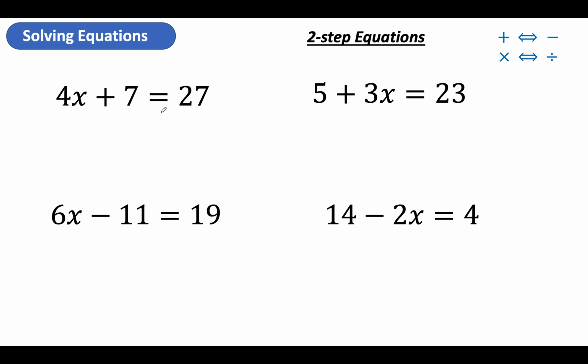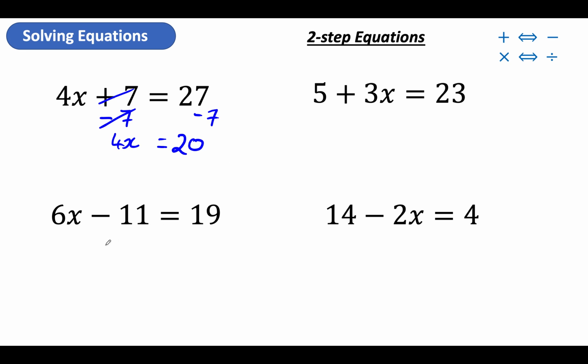Anyway, 4x plus 7 equals 27. Now I'm going to go through these a little bit quicker this time. We know we need to deal with the number on its own first. So we're going to take away that 7 because it disappears and turns into 0, leaving 4x on its own. But what I do to one side, I must do to the other. 27, take away 7 is 20.